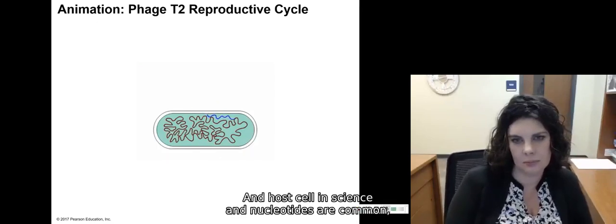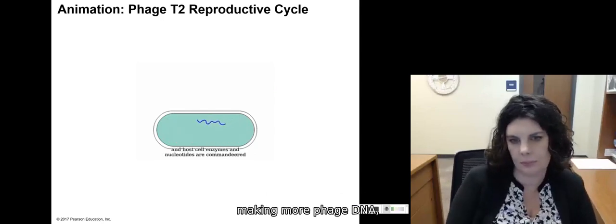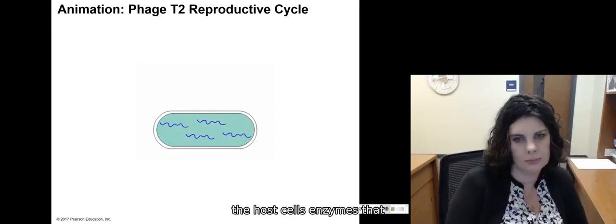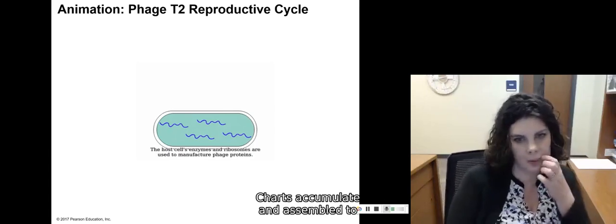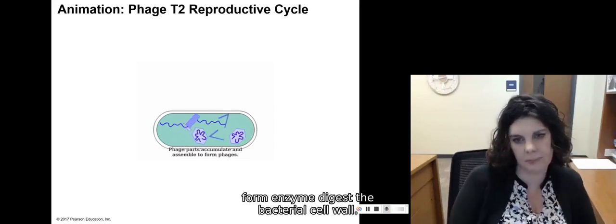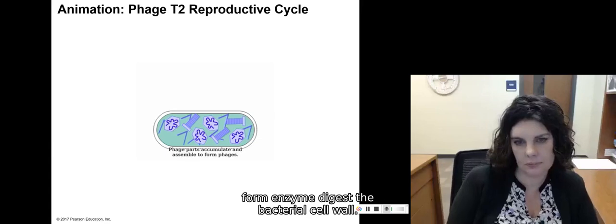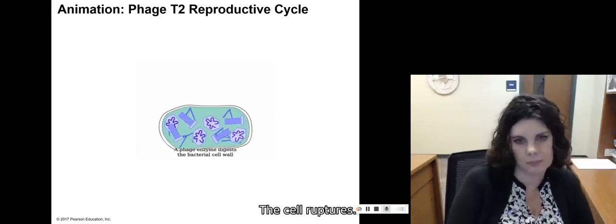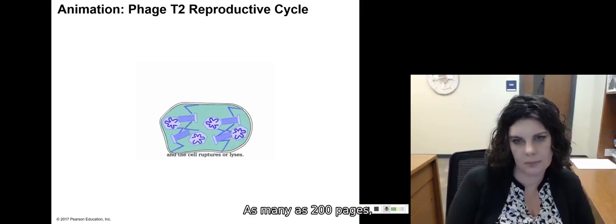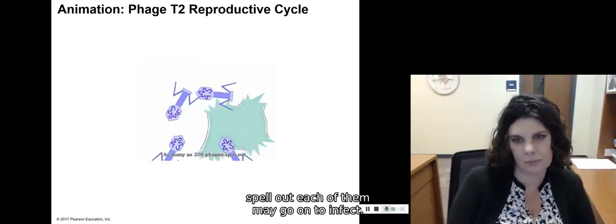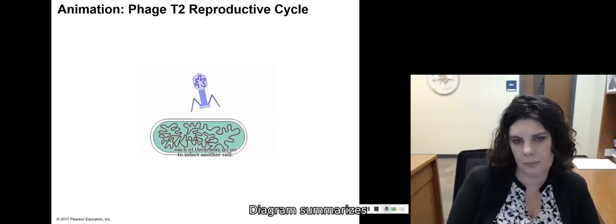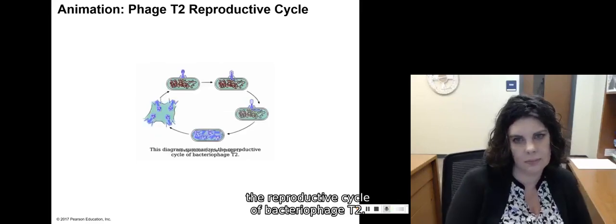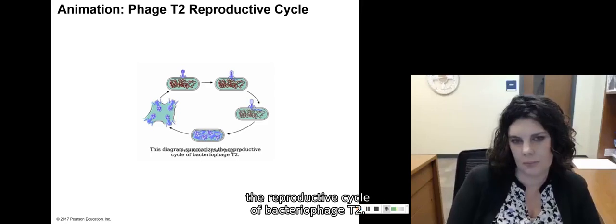The DNA of the host cell is destroyed, and host cell enzymes and nucleotides are commandeered to replicate the phage DNA, making more phage DNA. The host cell's enzymes and ribosomes are used to manufacture phage proteins. Phage parts accumulate and assemble to form phages. A phage enzyme digests the bacterial cell wall, and the cell ruptures, or lyses. As many as 200 phages spill out. Each of them may go on to infect another cell. This diagram summarizes the reproductive cycle of bacteriophage T2.